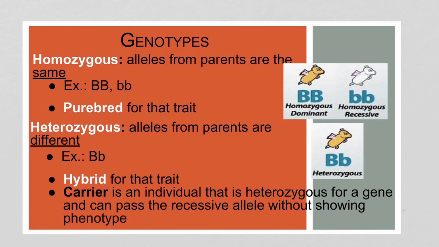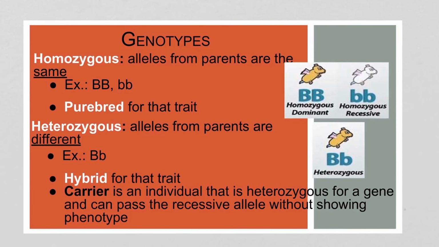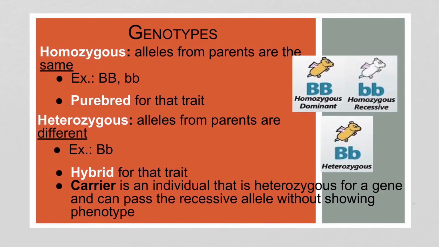You'll also hear the term carrier used frequently. A carrier is an individual that's heterozygous for a gene, but because they're heterozygous, they're showing the dominant phenotype. They're still a carrier, meaning they have that recessive allele that they can pass on to their offspring. Most often, you'll hear the term carrier used when talking about disease genes or alleles associated with disease, but it is still correct terminology even when speaking of a normal recessive allele.